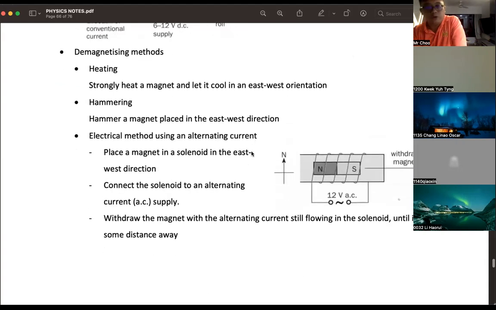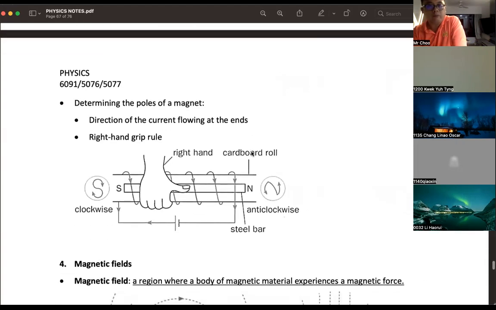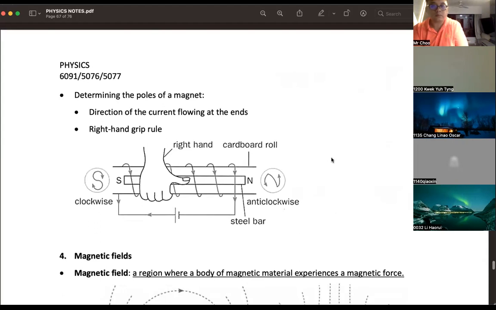Okay, let me continue. This is the right hand grip rule that I mentioned just now. And then I told you about the clockwise and the anti-clockwise thing. I don't like this method. I prefer the right hand grip rule.